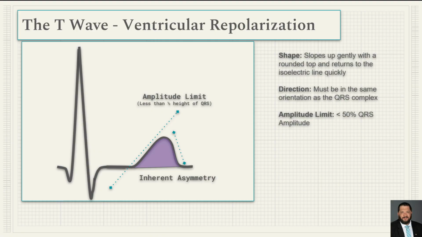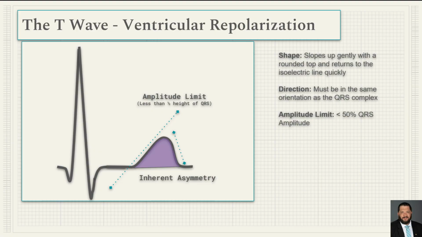All right, now we're on to the T wave. The P wave, again, represents atrial depolarization. The QRS complex is ventricular depolarization. And your T wave represents ventricular repolarization. This is the positive deflection following the QRS complex.